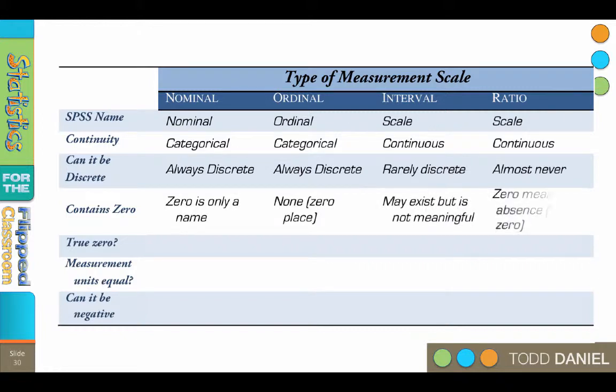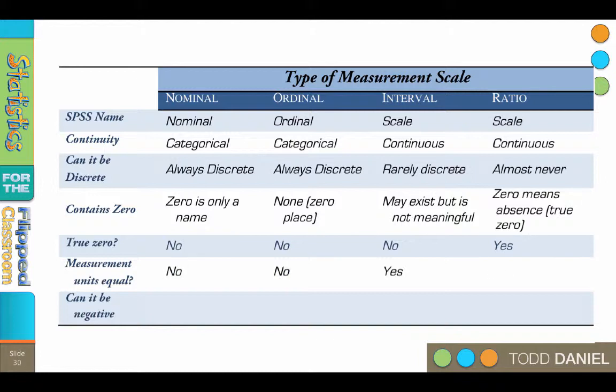What about the role of 0? In the nominal scale, 0 is only a name. It does not have a true meaning. You cannot have a 0 in the ordinal scale. There is no 0 place. Interval scales may have a 0, but it's arbitrary and does not have a specific meaning typically. Only in the ratio scale do you have a true 0 in which 0 means absence of any quantity.